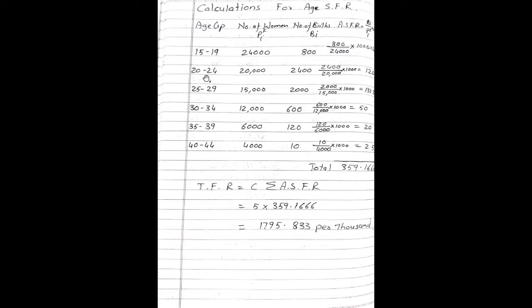Then second age group 20 to 24. Female population is 20,000. Number of births are 2,400. So age specific fertility rate is 2,400 divided by 20,000 into 1000. So answer becomes 120. Next age group is 25 to 29. There are 15,000 women. Number of births are 2,000. So ASFR is equal to 2,000 upon 15,000 into 1000. That is equal to 133.33.